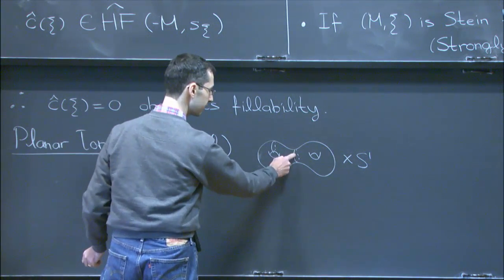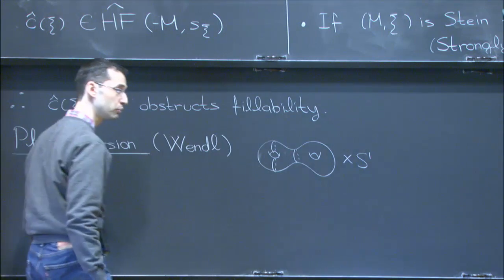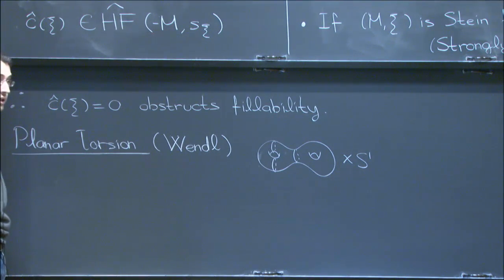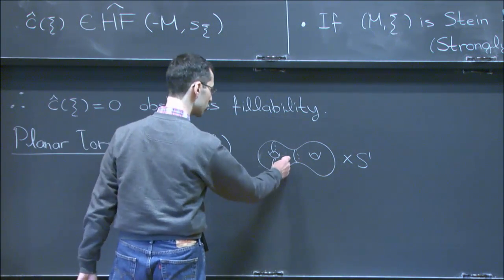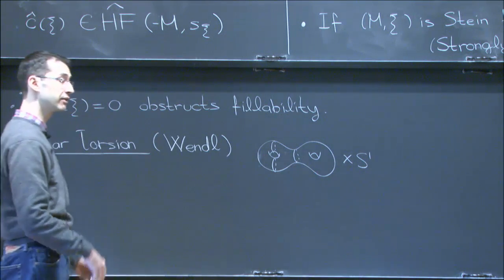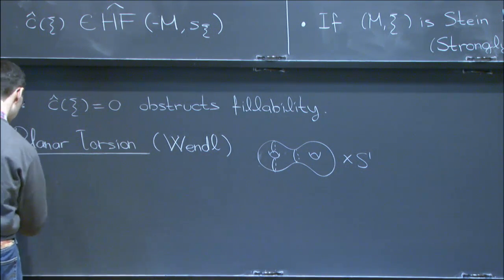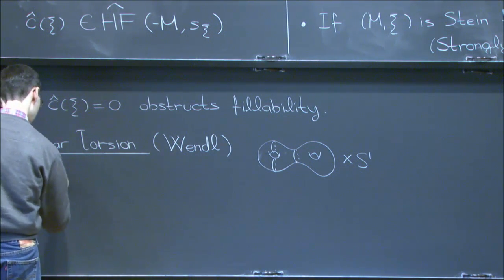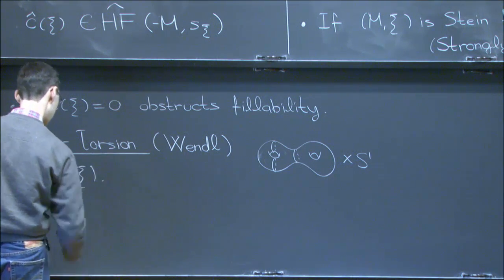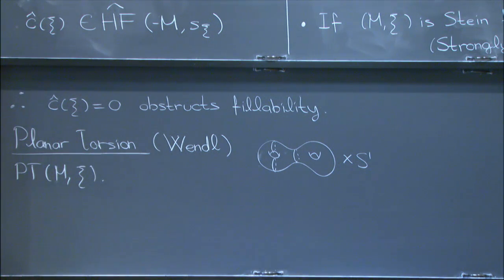Or you could also have this piece, which has 3 boundary components. Therefore, it gives you planar 2 torsion. So this has both a planar 2 torsion domain and a planar 1 torsion domain. And if you look at the minimum such K, that will give you the planar torsion. Okay? So that's called PT of MC, as long as you have a finite value. Otherwise, if there's no such thing, then it's infinity.